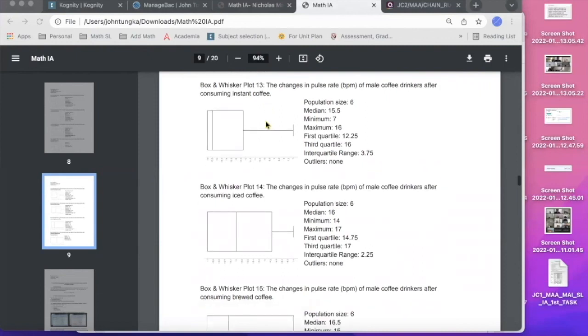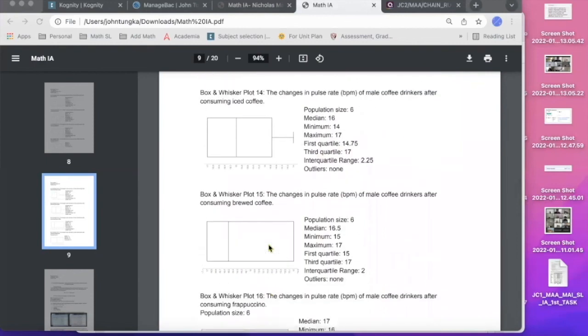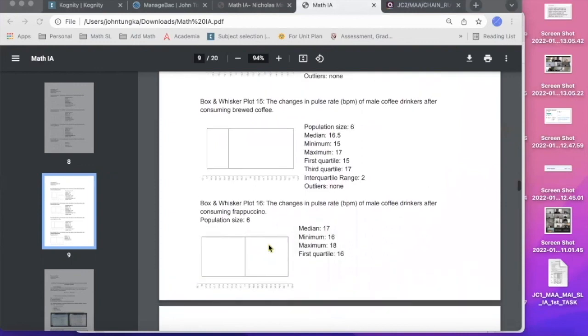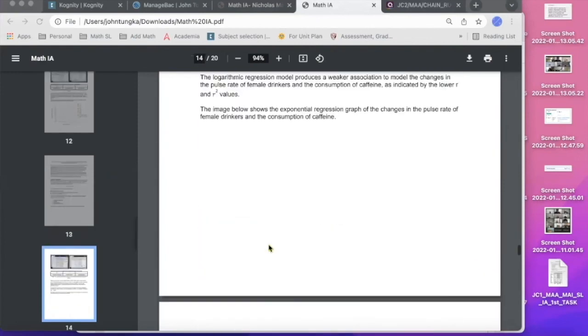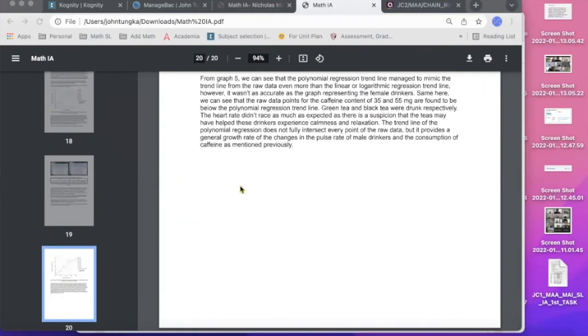So to show the distribution can be challenging because all of these are separated. This belongs to instant coffee. This belongs to iced coffee. So if you want to show the distribution of the male and female data using box and whisker, you need to somehow work out a way to combine them if you want. And then what you can do also to improve your exploration is to include a conclusion.